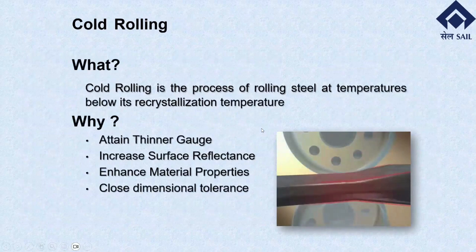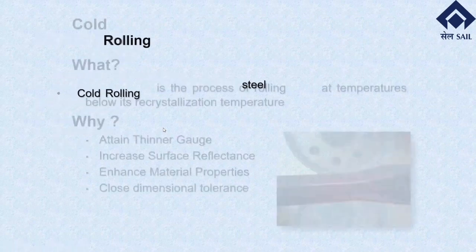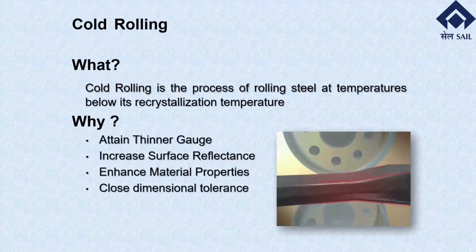Now, what is cold rolling? Cold rolling is the process of rolling in which we plastically deform the steel and give a reduction to the thickness with the help of steel rolls and hydraulic cylinders, and we have electrical motors which facilitate us in achieving the reduction of thickness of these hot rolled coils.